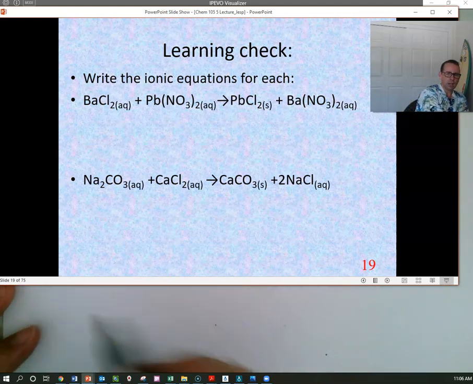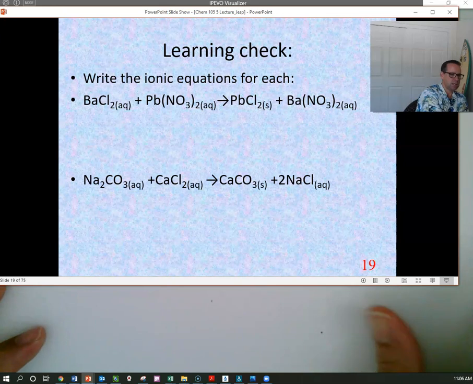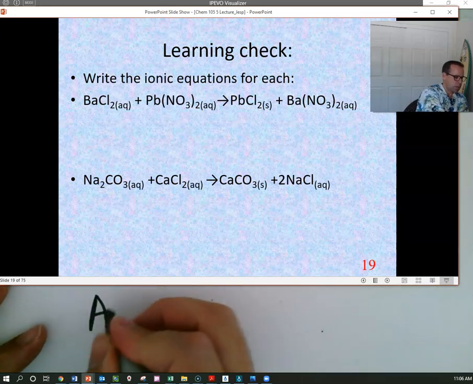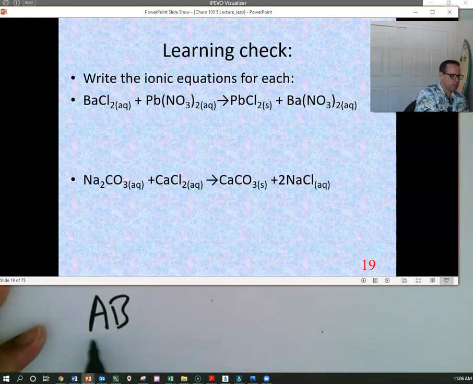First, I get an ionic compound. Let's say this ionic compound is AB, where A is the cation, the first ion, the metal usually, and B is the anion, the second ion. Like in barium chloride, A would be barium, and B would be the chloride.